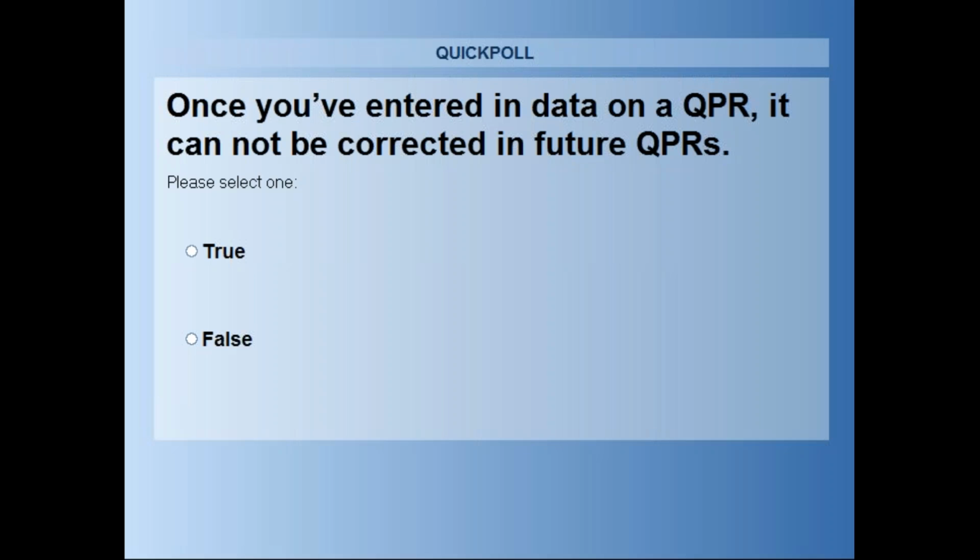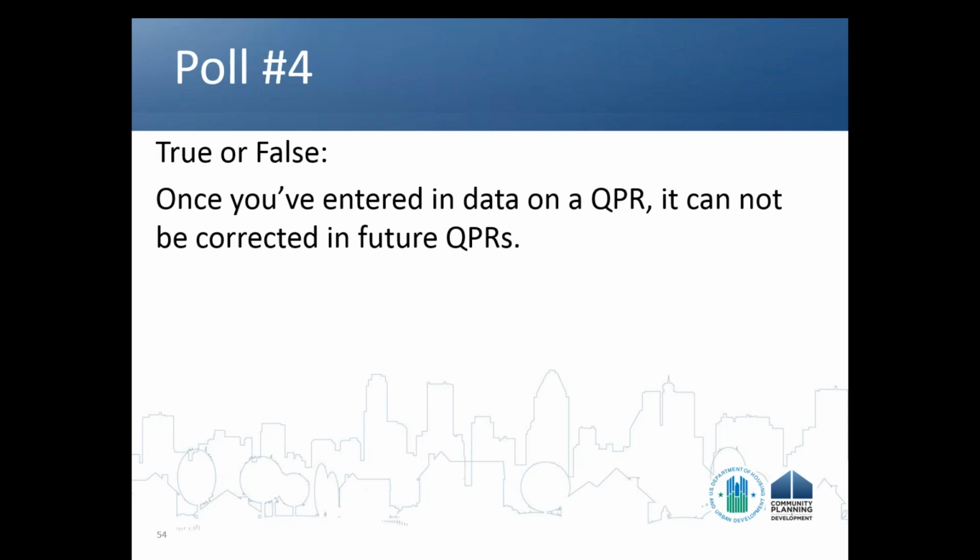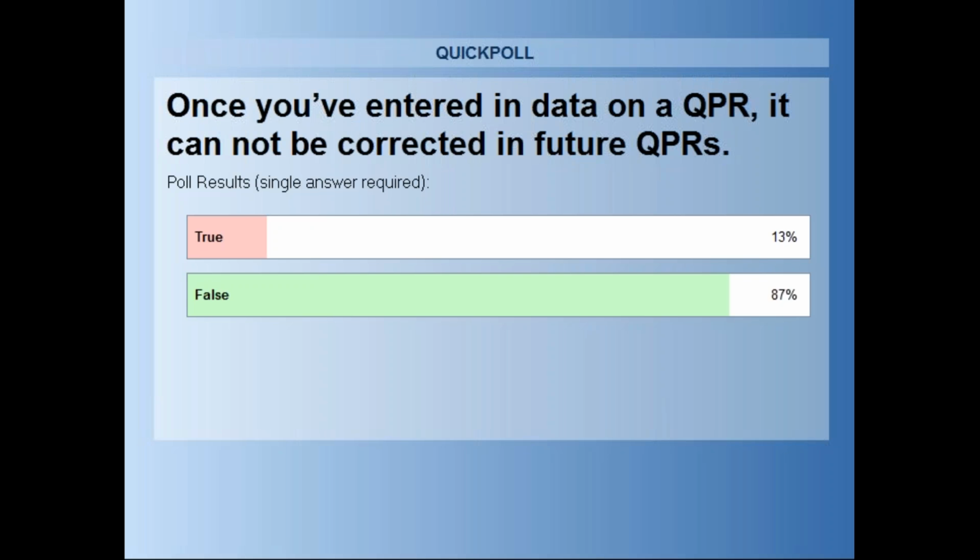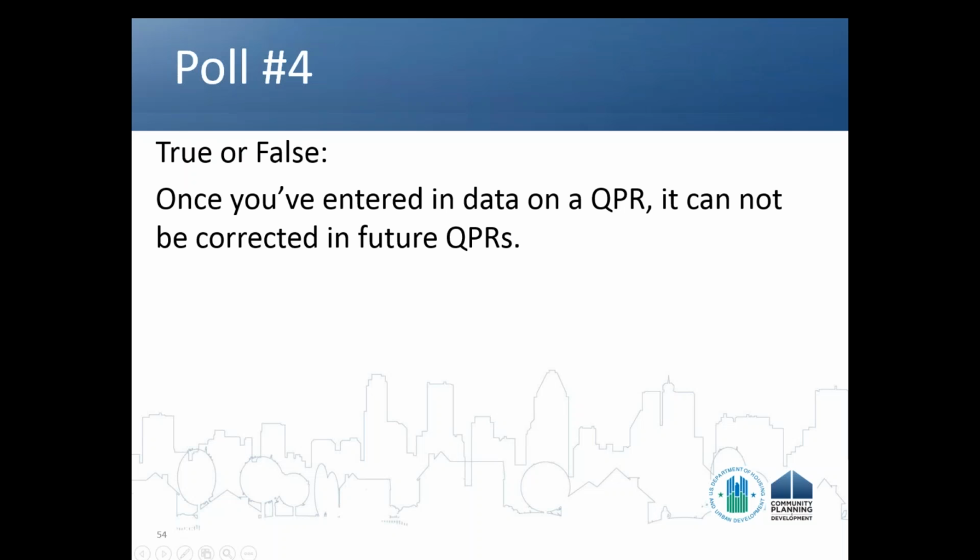The polls are now open. And we have about 50% voted so far, so I'll keep it open for a few more moments. Okay, we have 13% voted true and 87% voted false. So once you've entered in data on a QPR, it cannot be corrected in future QPRs. Actually, it's true.